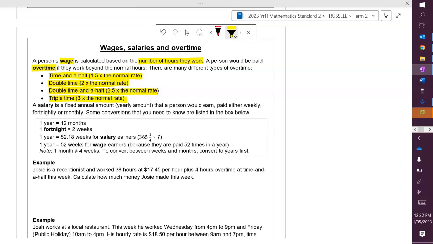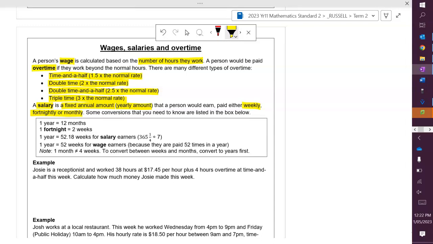These can be things like you work over the normal hours that you're supposed to work, or if you have to work in different conditions, you might be given a penalty rate or an overtime rate. We then have a salary, which is a fixed amount, and we get that yearly. That is paid either weekly, fortnightly, or monthly. And once you get into a permanent job, that is where we get our salaries most of the time.